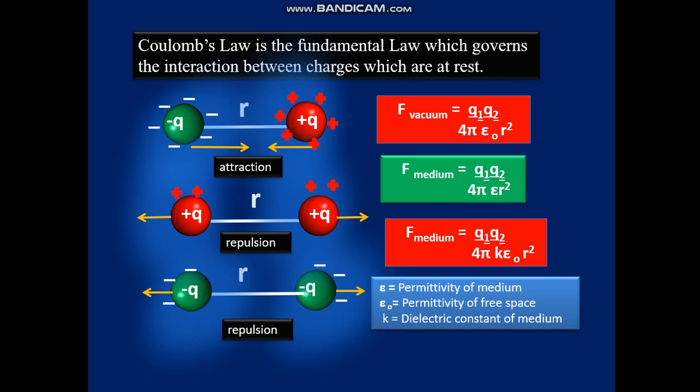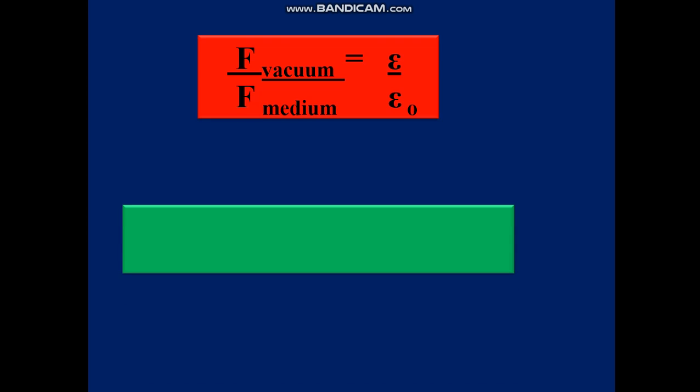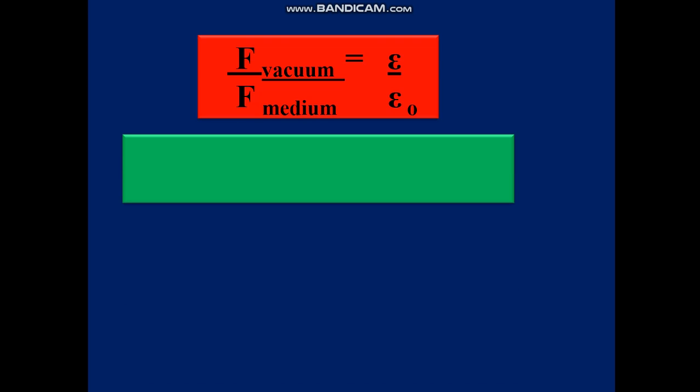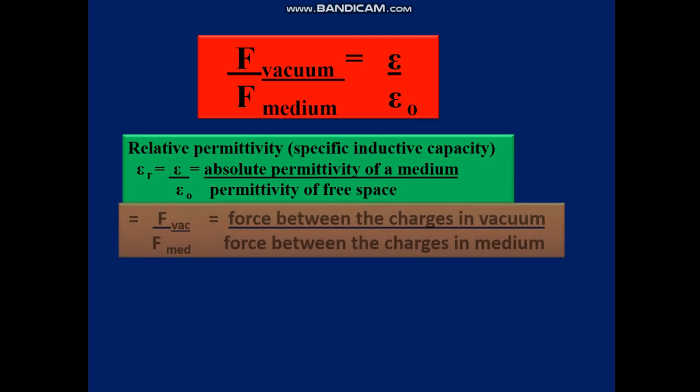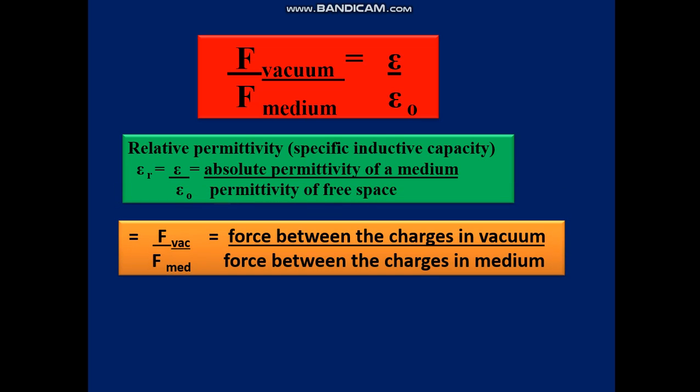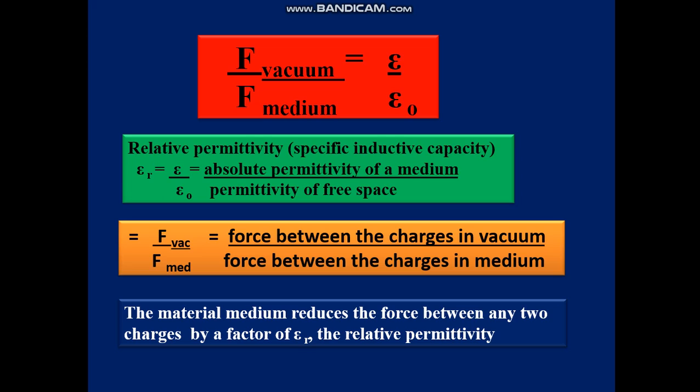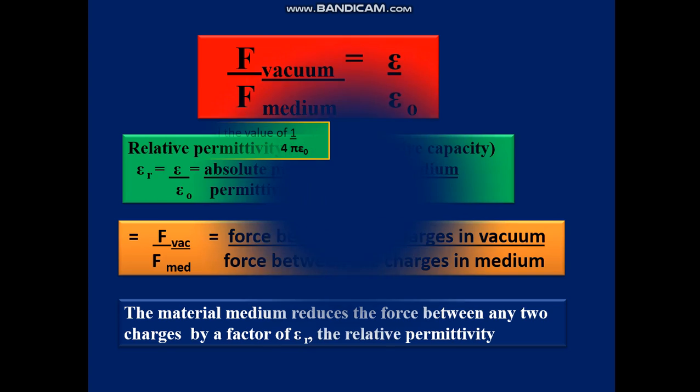All this we have seen already. Epsilon is the permittivity of the medium, epsilon naught is the permittivity of free space, and K is the dielectric constant of the medium. We know F vacuum upon F medium is epsilon upon epsilon naught. The relative permittivity or specific inductive capacity, epsilon r, is epsilon upon epsilon naught, the absolute permittivity of a medium upon the permittivity of free space. That is F vacuum upon F medium. The material medium reduces the force between any two charges by a factor of epsilon r, the relative permittivity.